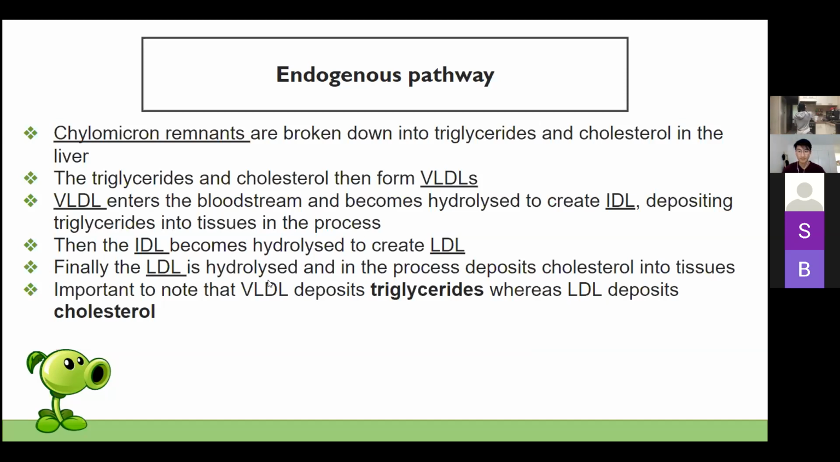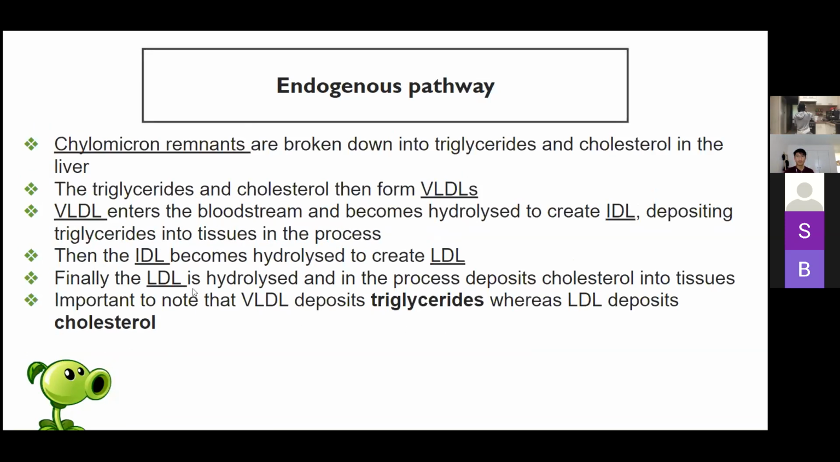Now, the last point is, I guess, important to remember. So VLDL is mainly depositing triglycerides, right? And then once they've deposited all the triglycerides, it's LDL. When it becomes LDL, it mainly deposits cholesterol.